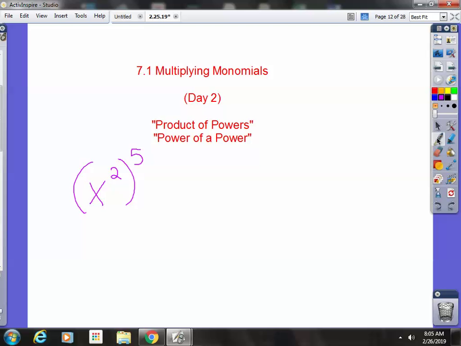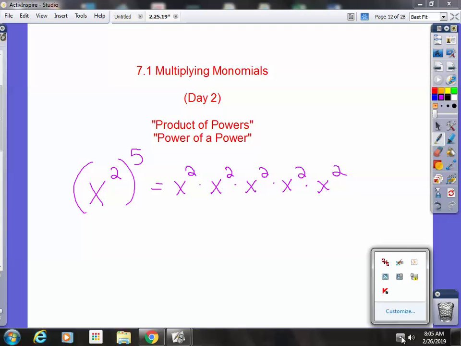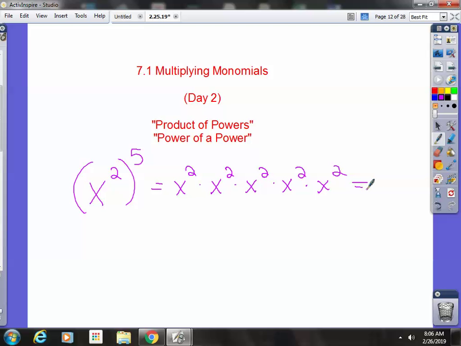So I could write this out as x squared times x squared times x squared times x squared times x squared. So we have 5 x squareds. Yesterday we learned what to do if we have it like this, didn't we? What did we learn yesterday to do with those exponents? Add them. So what is 2 plus 2 plus 2 plus 2 plus 2? 10. x to the 10th power.